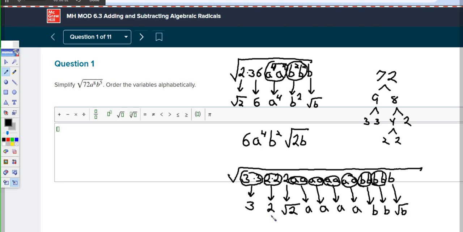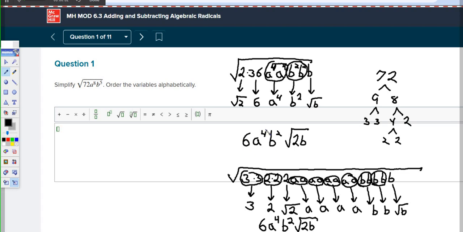3 times 2 is 6. And then I have 1, 2, 3, 4 A's multiplied together. That's A to the 4. And then B times B is B squared. And then I have square root of 2 and square root of B. Combine those together. I have 2 times B under the square root.